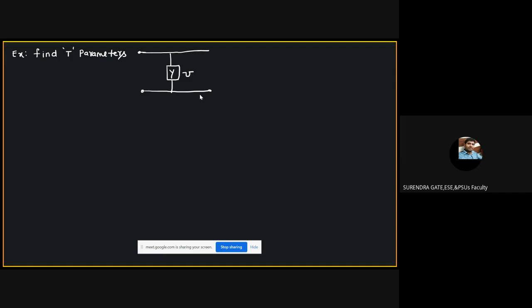Yes, what is your answer? For this network, what are the T parameters? Students, you know this, if it is impedance, then how to write? Z equals 1 by Y. Okay, then what are the T parameters for this case? I gave the formula just now for the T parameters.